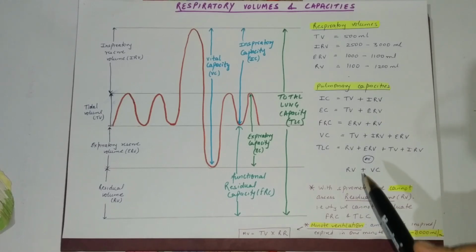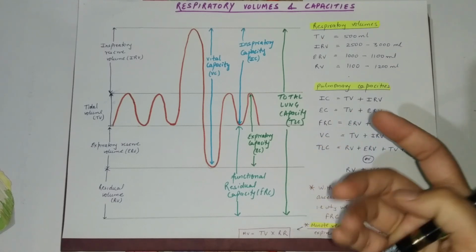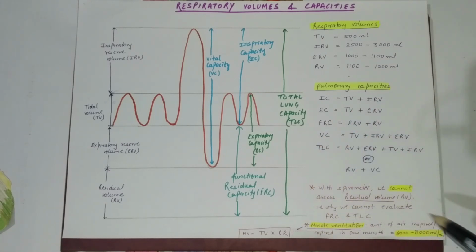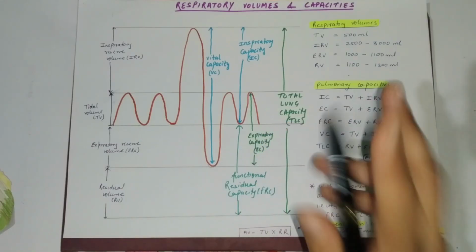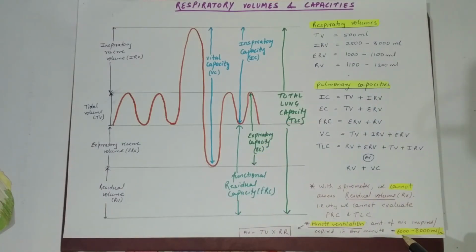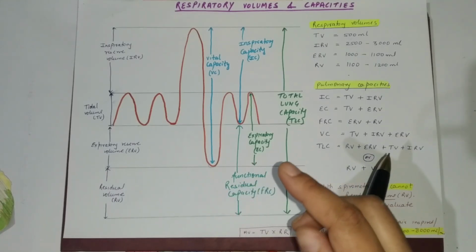And the last very important point is, what is minute ventilation? Minute ventilation is the amount of air inspired or expired in 1 minute. So the formula of minute volume is tidal volume into respiratory rate. Our tidal volume is 500 ml and the respiratory rate on an average is 12 to 16 times per minute. So it becomes 6000 to 8000 ml per minute. Examiner can confuse ml with liter, so be careful.